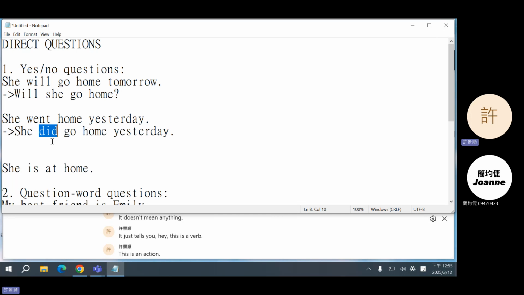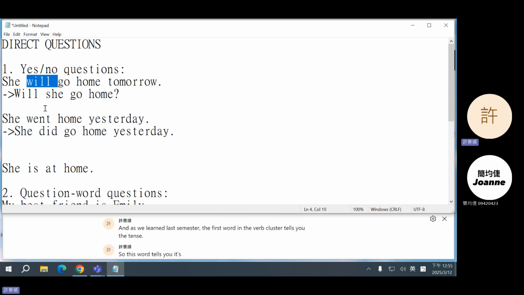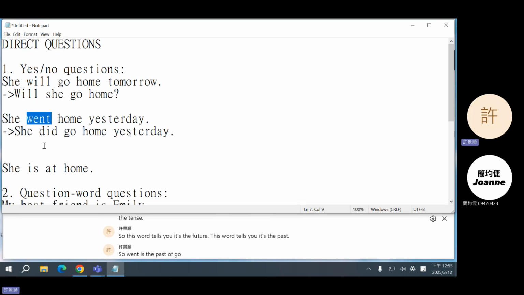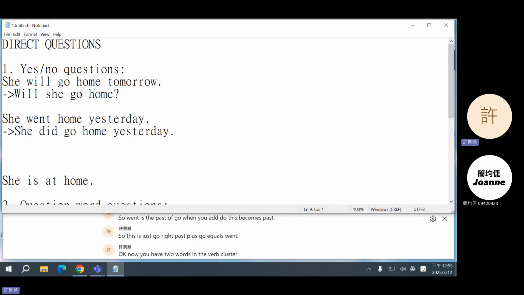And as we learned last semester, the first word in the verb cluster tells you the tense. So this word tells you it's the future. This word tells you it's the past. So went is the past of go. When you add do, this becomes past. So this is just go, right? Past plus go equals went. Okay, now you have two words in the verb cluster. So you can move the first word to the front. And you have a yes or no question.